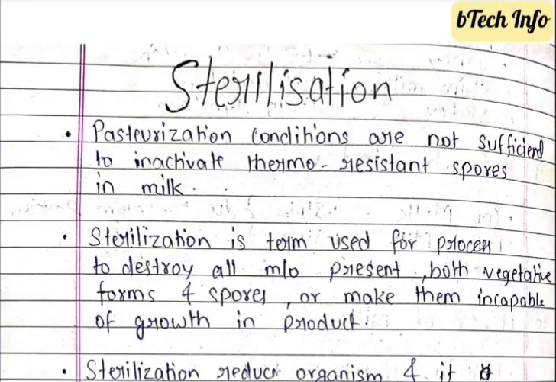So our topic is sterilization. As we know, pasteurization conditions are not sufficient to inactivate the thermoresistant spores in the milk because the temperature is less than 100 degrees Celsius. But in sterilization, the temperature is above 100 degrees Celsius for several seconds.